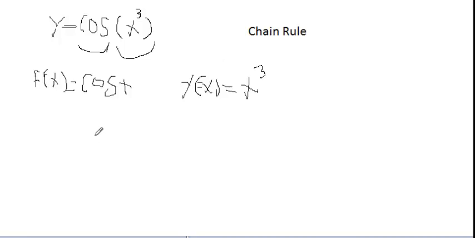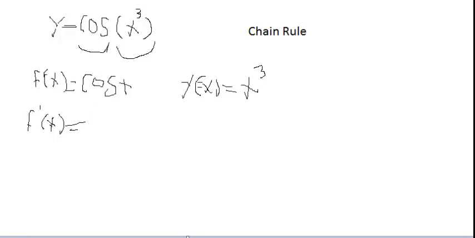The reason I break it down into two functions is that if we replace this x right here by this x cubed, it's going to be cosine of x to the third power, or cube. It gives us the same thing as the equation, cosine of x to the third power. So we call this the outside function, and we call this the inside function. Now we take the derivative of each function.